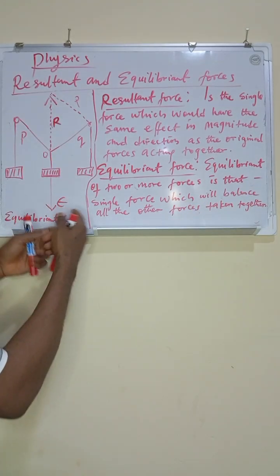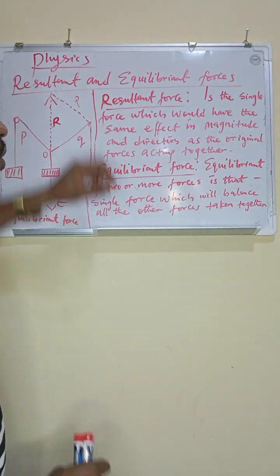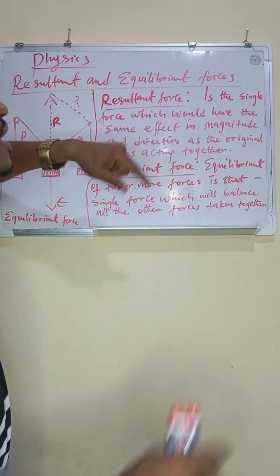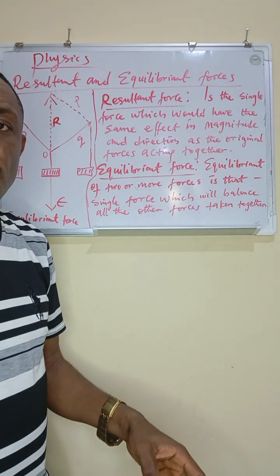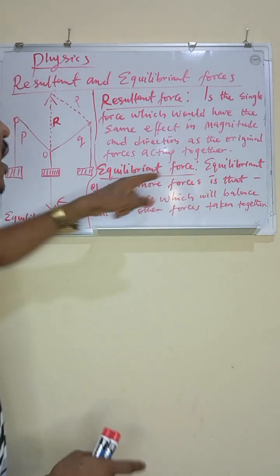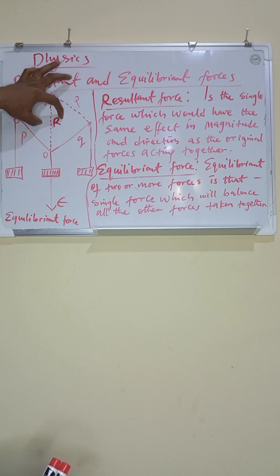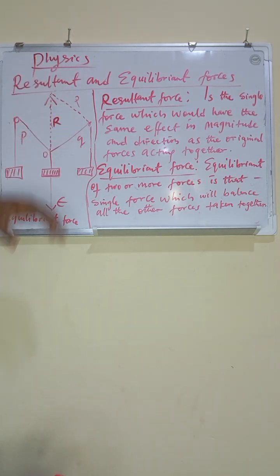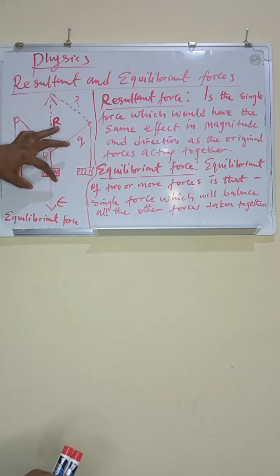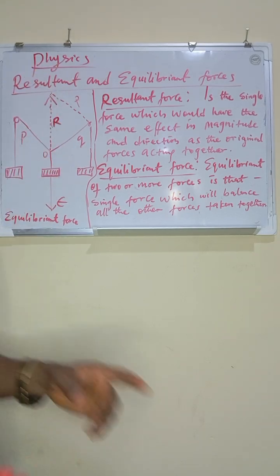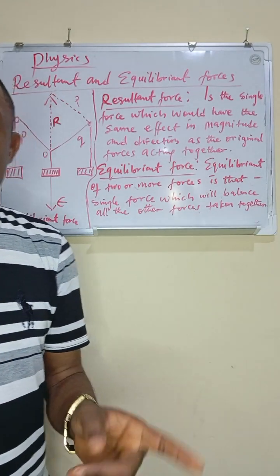So the equilibrium force is the one that, in WAEC, when you ask students, the key word for equilibrium force is balance. While the key word for resultant is both magnitude and direction. So now, note that the equilibrium force is equal to the resultant force, but both of them are acting in opposite directions. Therefore, if the resultant is 10 Newton, then the equilibrium force will be minus 10 Newton. That is to say that they are equal but opposite.